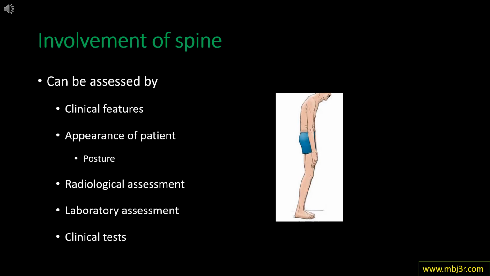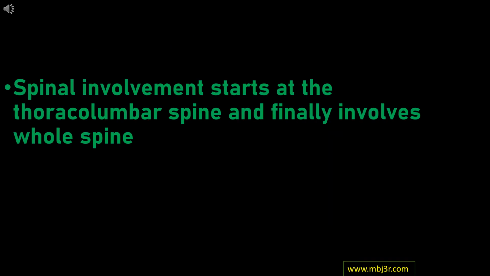Today's topic is spine in ankylosing spondylitis. Involvement of the spine can be assessed by clinical features, appearance of the patient, posture, radiological assessment, laboratory assessment, and clinical tests. Spinal involvement starts at the thoracolumbar spine and finally involves the whole spine.